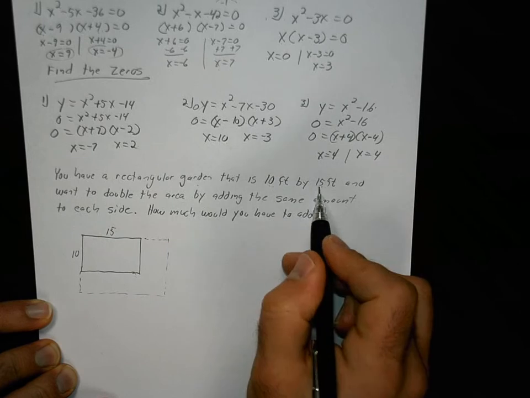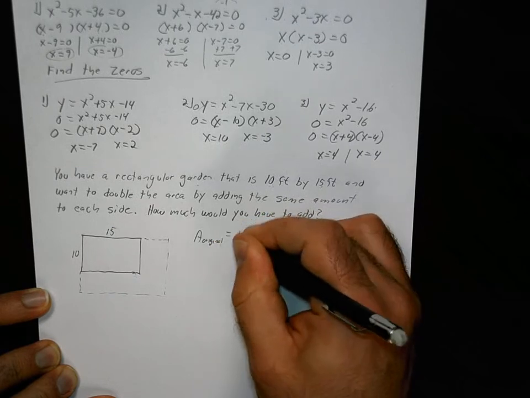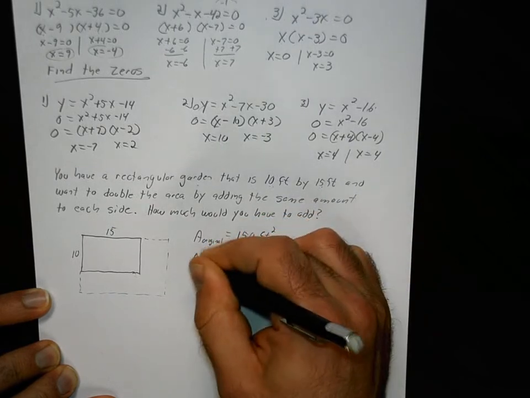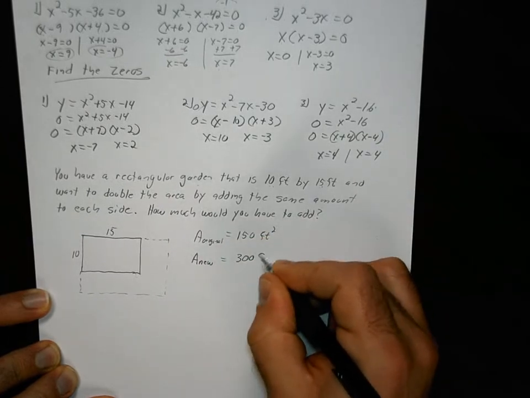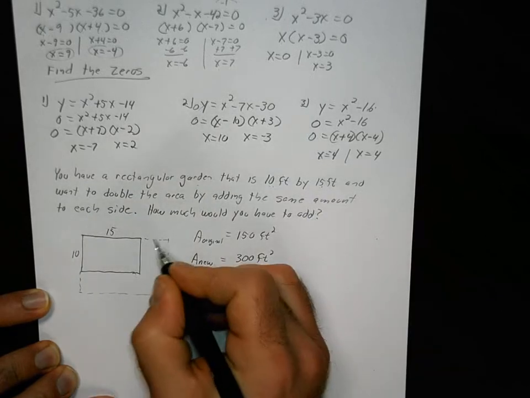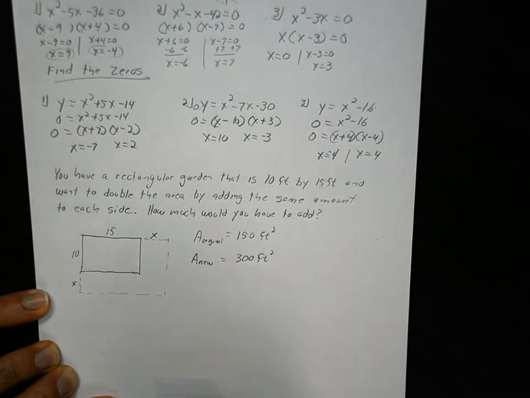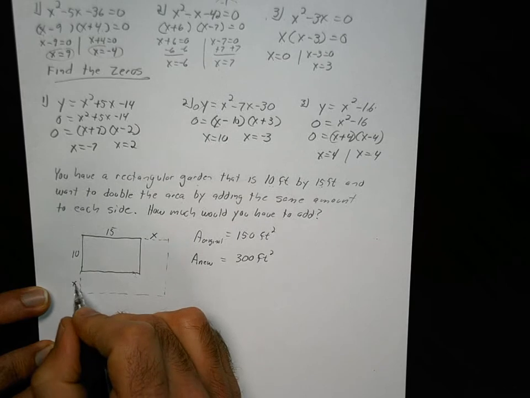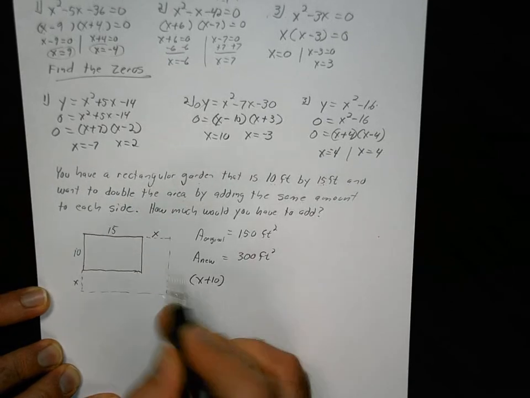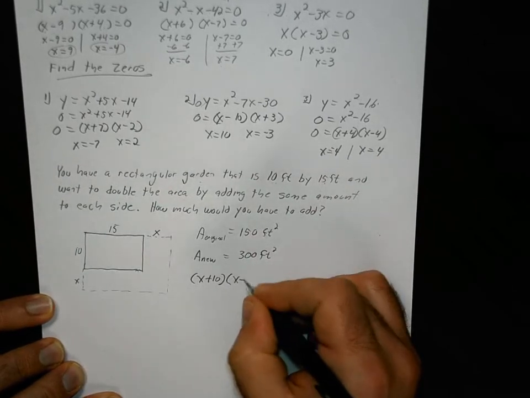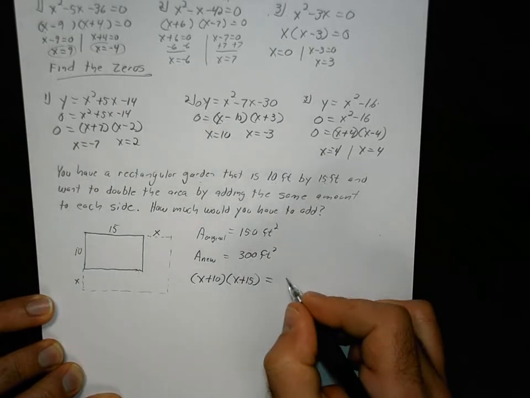So the original area was 150 feet squared. So the new area has to be, we want to double it, so that would be 300. Okay, so we don't know how much we're adding here, but we want to add the same amount to each side, so we're going to call that x. So we know the area of a rectangle is length times width. So I could say this whole side is x plus 10. This whole side is x plus 15. And the product of the length times the width has to equal the new area, which is 300.